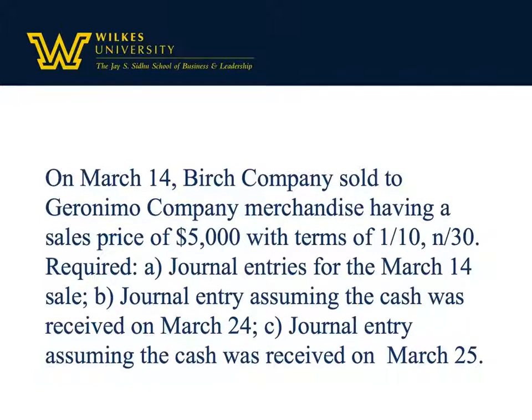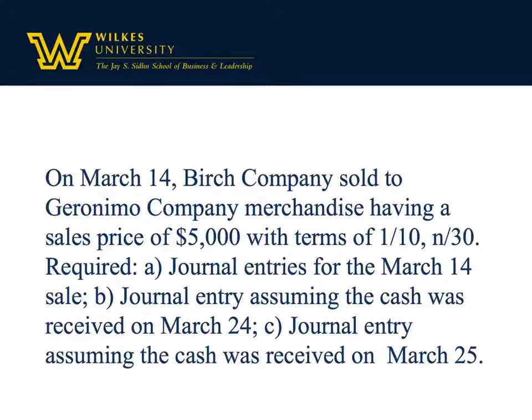You're required to come up with some journal entries for the basic March 14th purchase and a journal entry assuming that the cash was received on March 24th and assuming that cash was received on March 25th. So one of the things you want to stop and think about is why were these dates selected? Well, if you have 10 days to pay and you started out on March 14th, 10 days later is March 24th, so you're going to get the discount period. If you paid on March 25th, that's 11 days, you don't get the discount period.